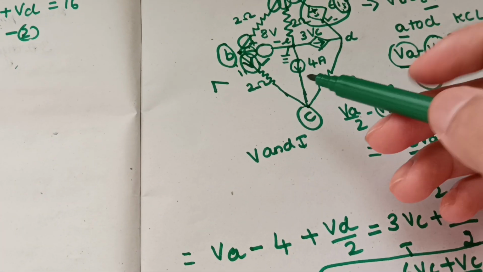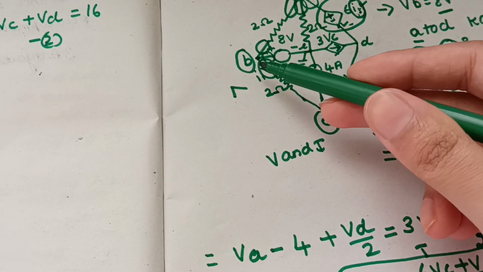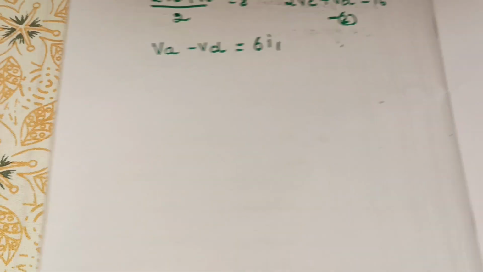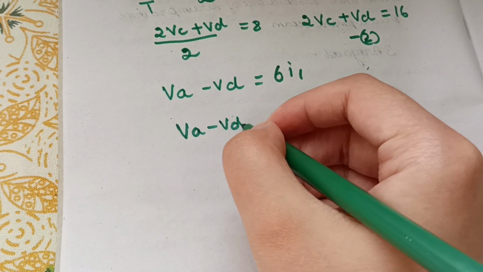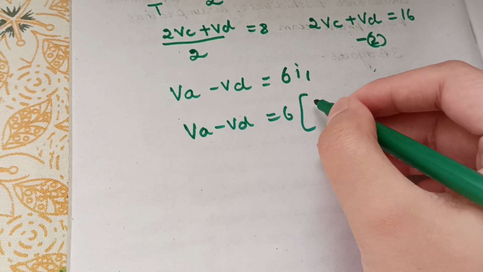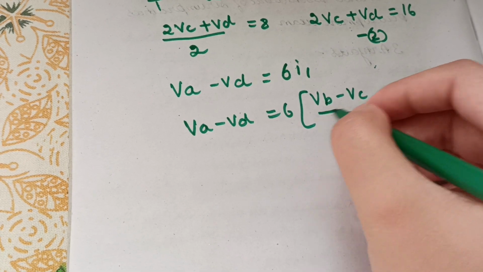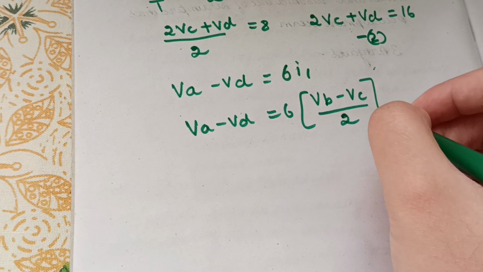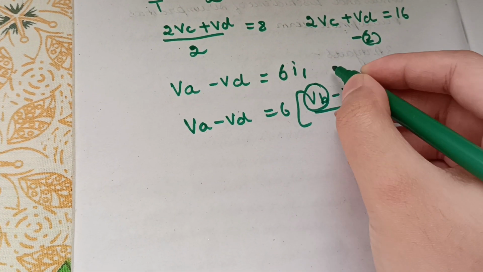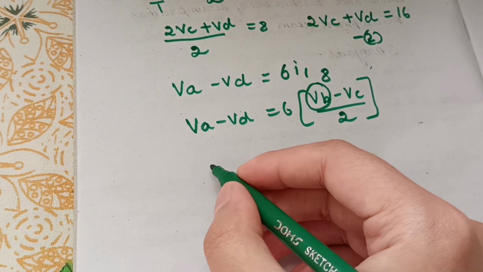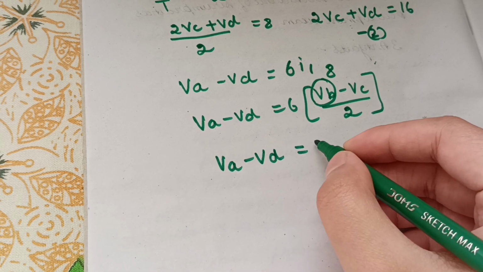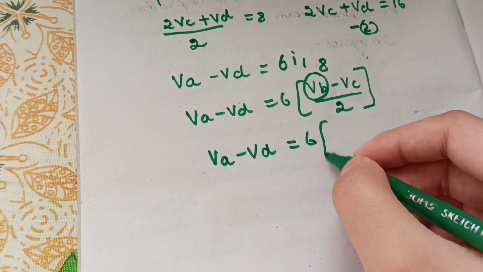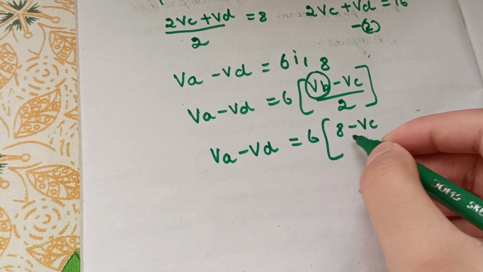I told you my i1 is flowing in this direction, so it is (Vb minus Vc) by 2, right? I'll even substitute that. So it is Va minus Vd is equal to 6 into (Vb minus Vc) divided by 2. Fine. So now I know what is my Vb. My Vb is 8, right? So let me write: Va minus Vd is equal to 6 into (8 minus Vc) by 2.